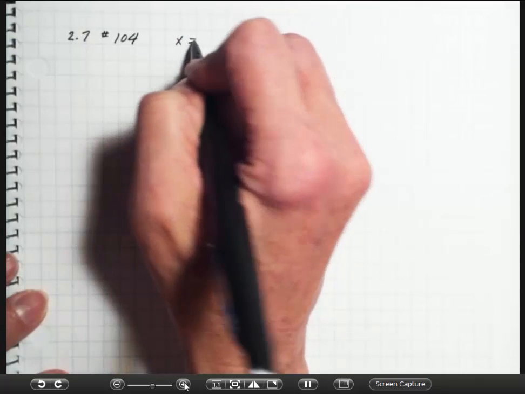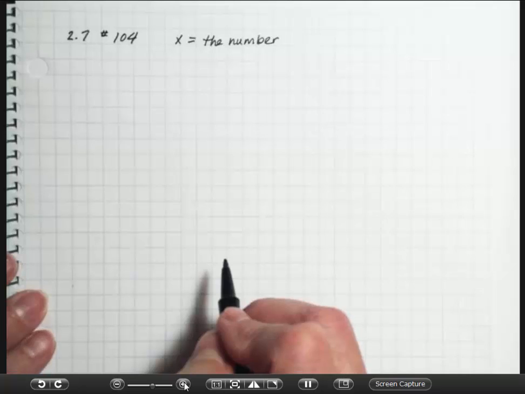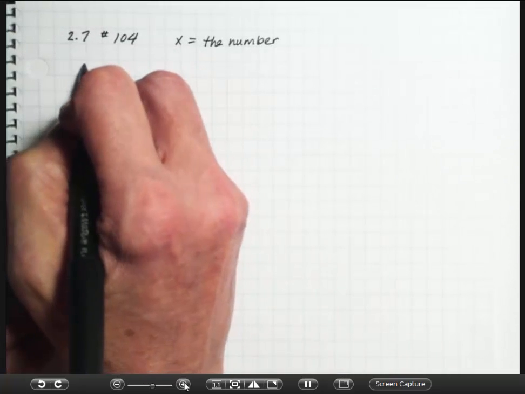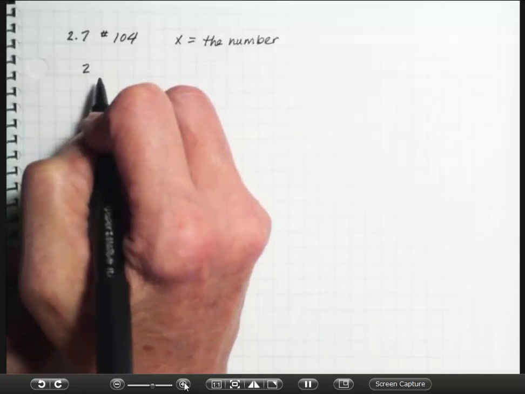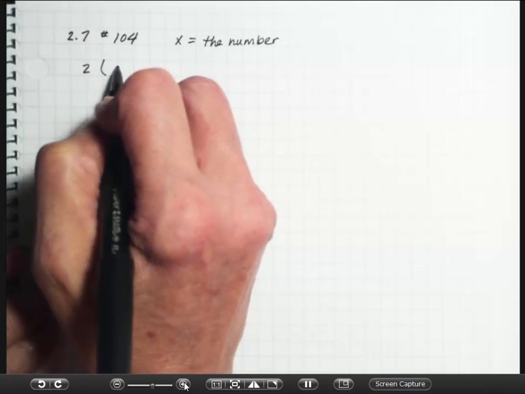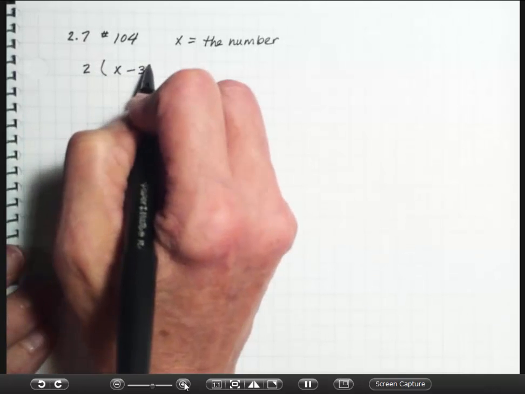I'm going to be doing story problem number 104 on page 216, and this is in section 2.7. Here we're looking at twice the difference of a number and 3 is greater than or equal to the number increased by 5. So here I'm going to let x equal the number, and we're going to take twice the difference. So twice the difference means I'm going to be multiplying 2 times the difference of a number and 3.